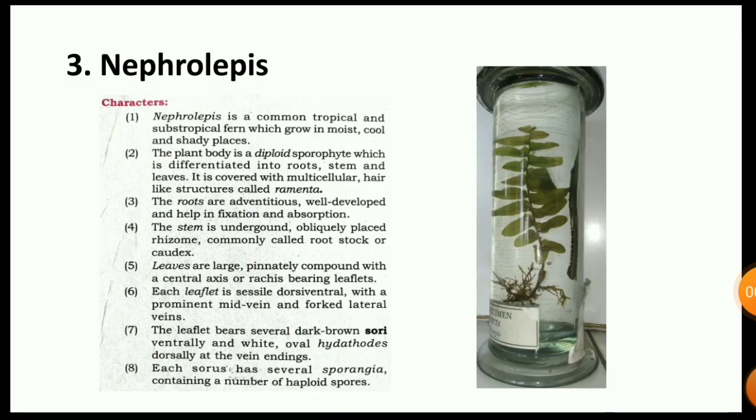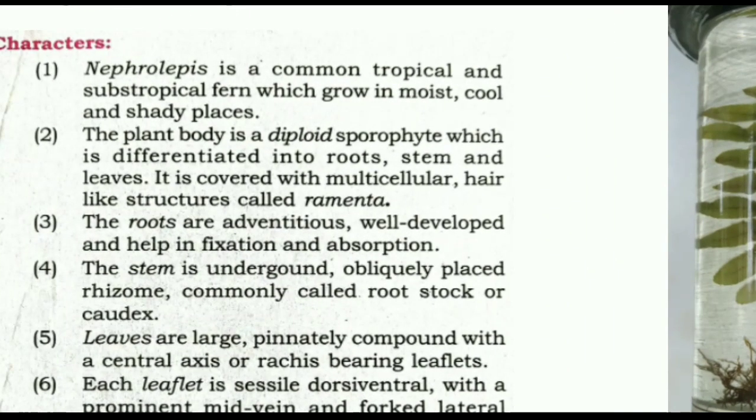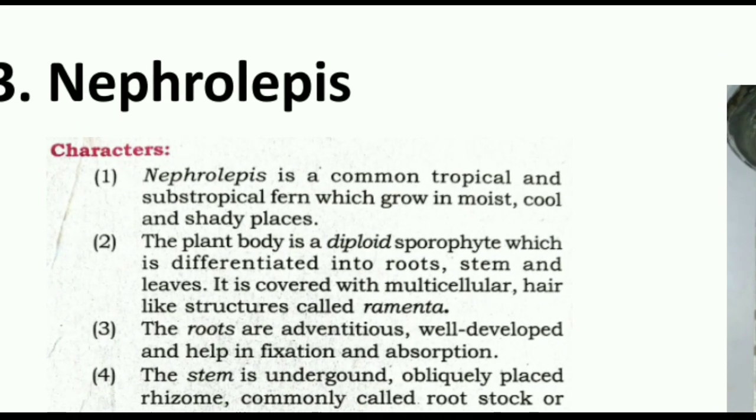Next plant is Nephrolepis. Now, Nephrolepis is a plant which belongs to the division Pteridophyta. Pteridophytes are those plants which are majorly land plants, so they live on land. However, they require some amount of moisture, so usually they prefer tropical and subtropical environments.